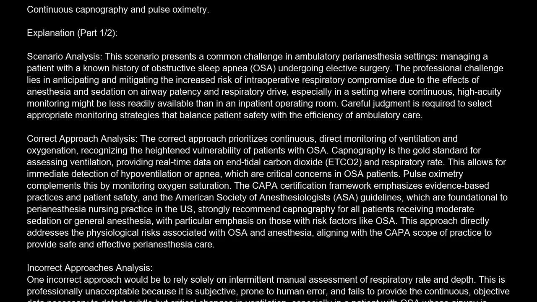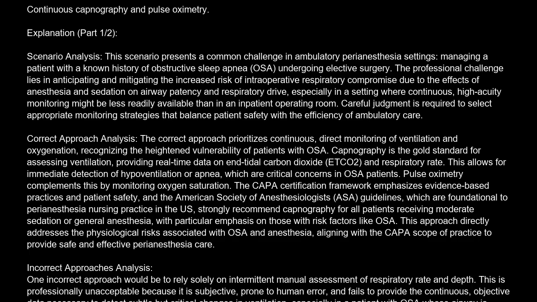The professional challenge lies in anticipating and mitigating the increased risk of intraoperative respiratory compromise due to the effects of anesthesia and sedation on airway patency and respiratory drive, especially in a setting where continuous, high-acuity monitoring might be less readily available than in an inpatient operating room. Careful judgment is required to select appropriate monitoring strategies that balance patient safety with the efficiency of ambulatory care.